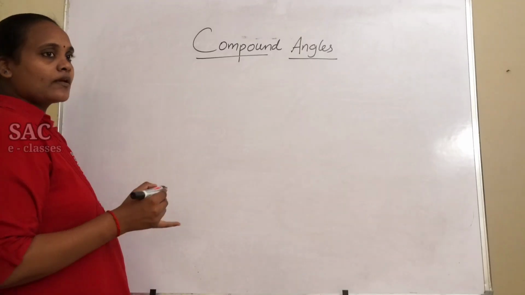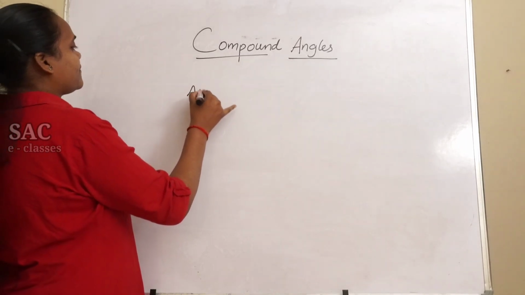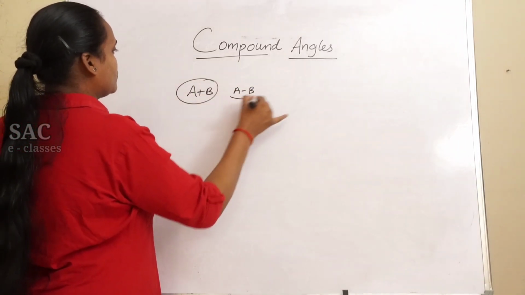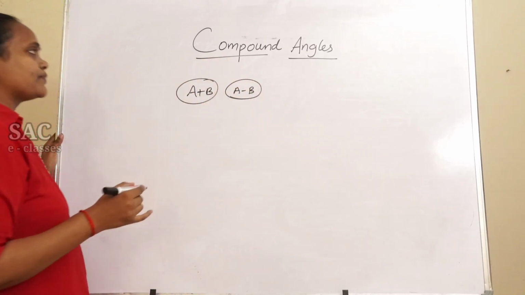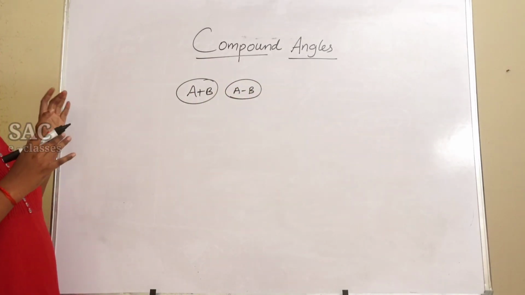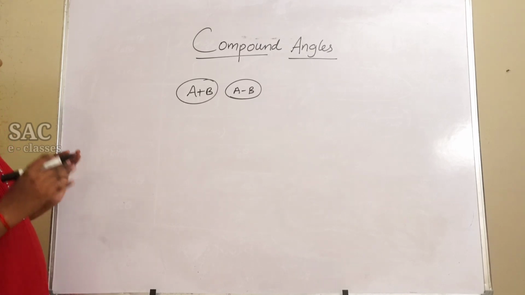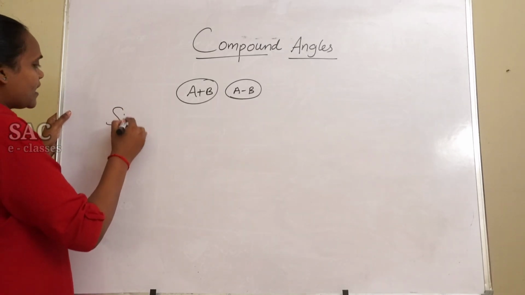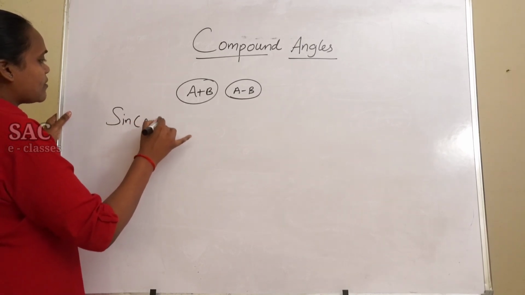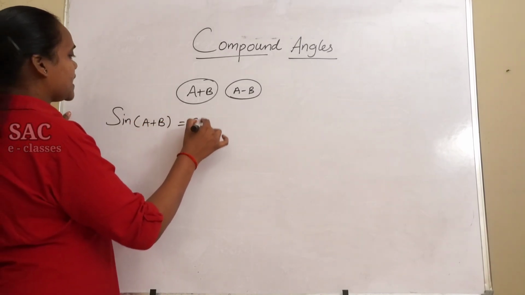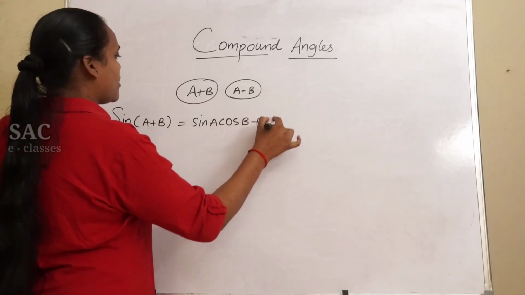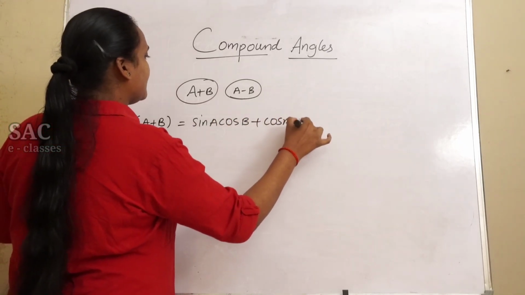These are the list. The sum or difference of any two angles is called compound angles. Now we are going to learn the various compound angle formulas for the different trigonometric ratios. First of all, sin of A plus B is equal to sin A cos B plus cos A sin B.